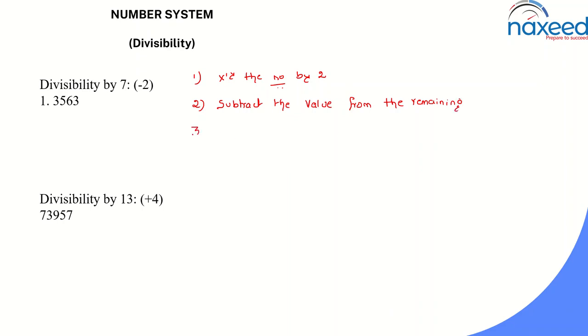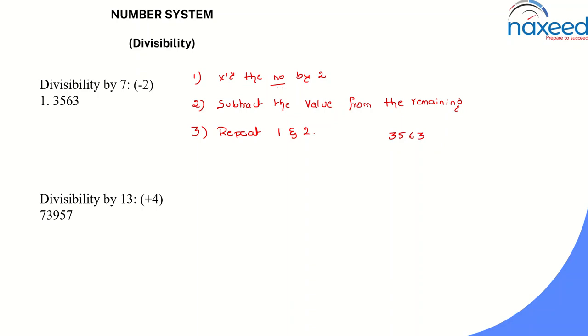Okay. Next, the third step is to repeat steps 1 and 2 until you can tell whether the number is divisible by 7 or not. You must confirm that one. That's it. Check how to solve this one. The number I'll take here is 3563.